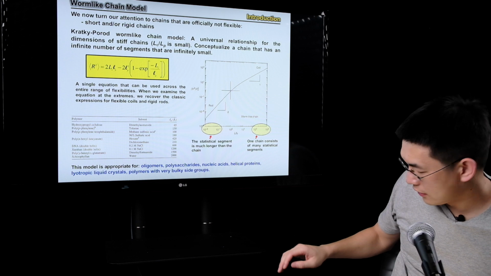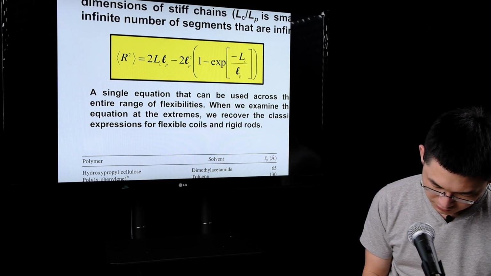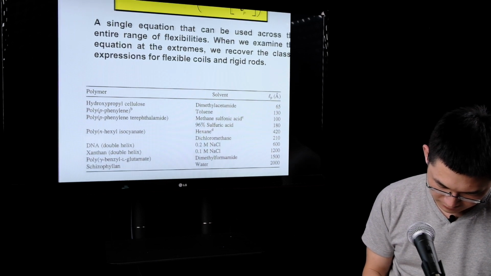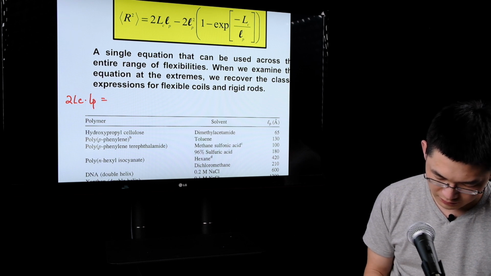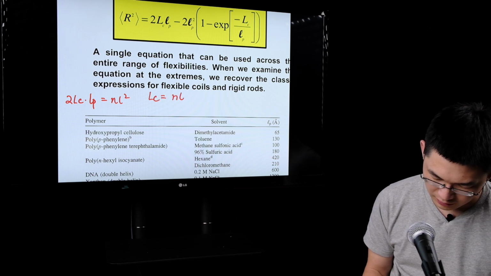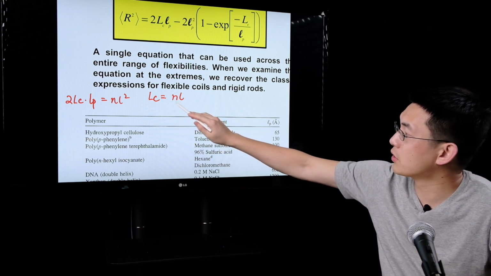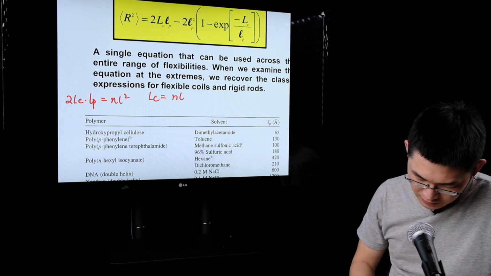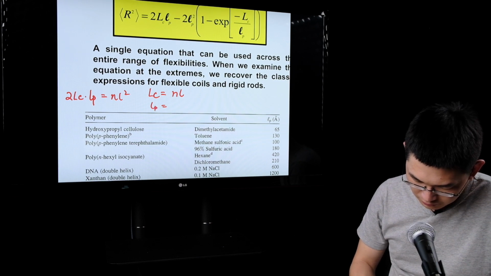Why? Let me show you why the first term is 2LC multiplied by LP, which would equal NL squared. The reason is that LC is actually equal to NL. This is the contour length we have discussed. The contour length is the number of bonds times each bond length. And LP is equal to 2 divided by C infinity L.